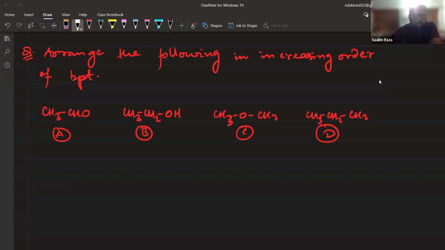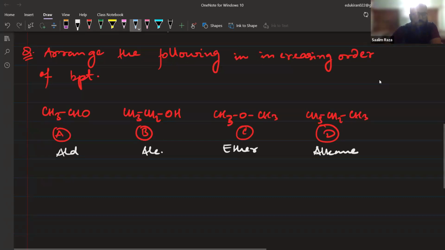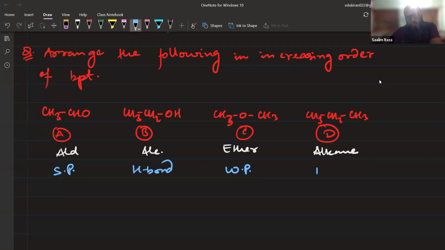So first of all, we will classify. This is aldehyde. This is alcohol. This is ether. This is alkane. So aldehyde, obviously, is strongly polar. This is a very important piece here. Alcohol will have hydrogen bonds. Ether is weakly polar. Alkane is non-polar.